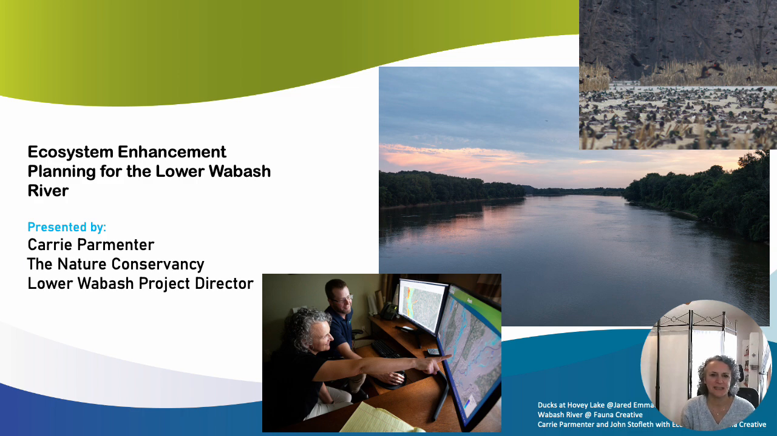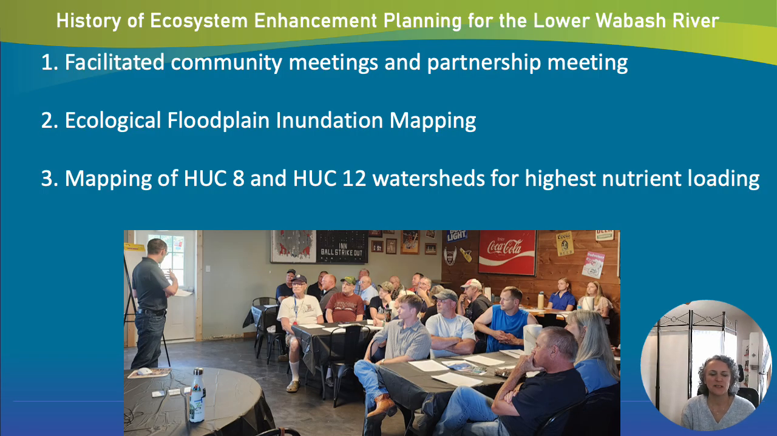I will be presenting today about our efforts to conduct ecosystem enhancement planning for the Lower Wabash River. This project began in January of 2024, and it was comprised of three components. The first was to conduct a series of landowner meetings and partner meetings in the counties immediately adjacent to the Wabash River. We were assessing the barriers that the communities are facing to adopting conservation and looking at current funding that is available through our partners.